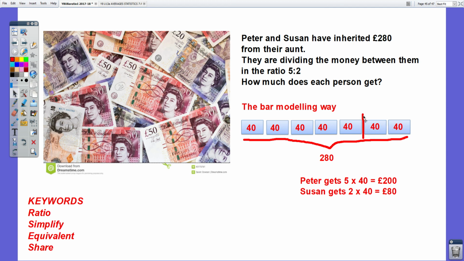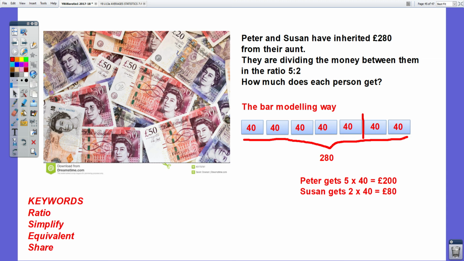Now we can split this in the ratio 5 to 2. We know that Peter's getting 5 lots of these and Susan's getting 2 lots of these. So Peter gets 5 times 40, which is £200, and Susan gets 2 times 40, which is £80. The advantage of this method is it's very easy to see exactly what we're doing.